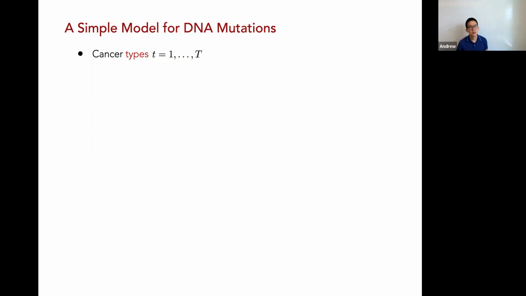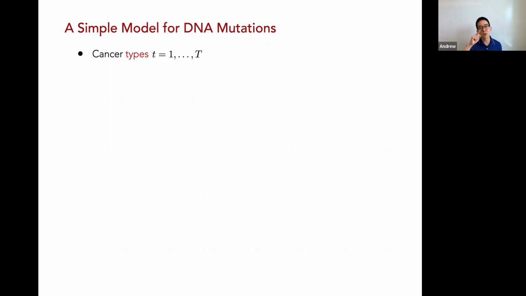Okay, this is just notation. I want to detect different cancer types. Remember, the Galleri test detected like 50 different cancer types. So I'll use capital T to represent the number of cancer types that I'm trying to detect, and I'll just number them 1 through capital T.